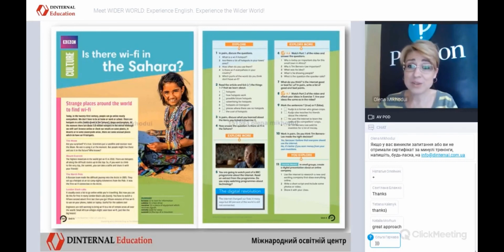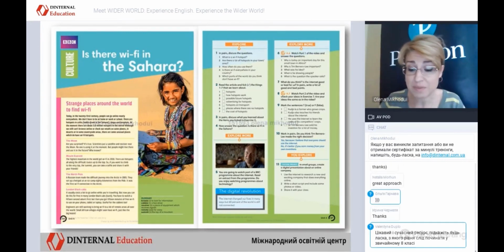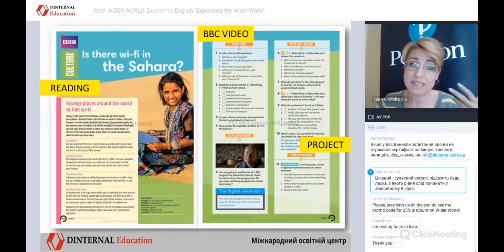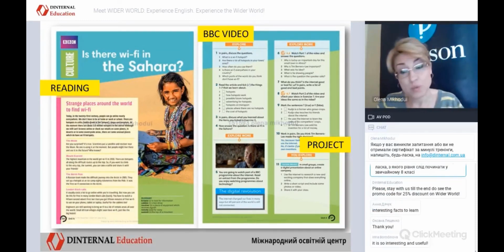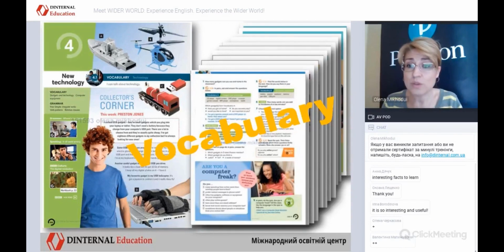As I've already mentioned before, every unit in Wider World finishes with a wonderful BBC Culture spread, which contains BBC Culture videos. Actually, it's 3 lessons. A reading lesson, a separate proper reading lesson, a BBC video lesson, and if you wish, you can have a 3rd lesson purely based on project work, again connected to what they've seen and read about. Okay, it was just a brief look at how intensive the vocabulary program of Wider World is. That's why we recommend this course for more intensive language study if you want to cover one level of Wider World in one academic year.